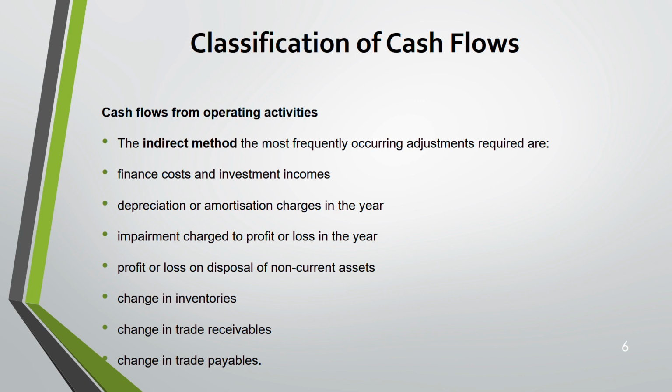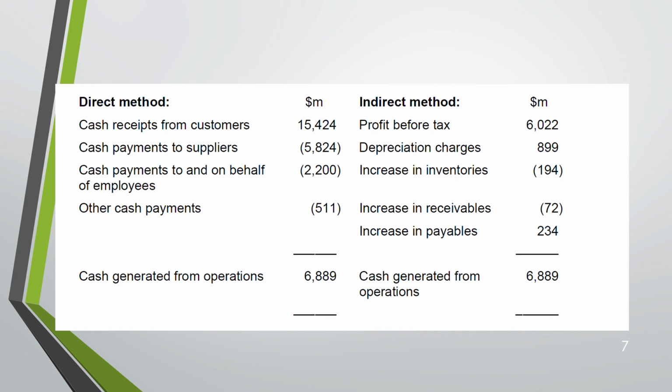I don't think this is something very new. You must be very familiar with this, so I can quickly go to the next. This is the difference. On your left-hand side, you can see direct, right-hand side, you can see indirect method. The two methods, the way it is calculated, the starting point is different. But at the end, just check the result. Cash generated from operations is the same under both methods, and it has to be.